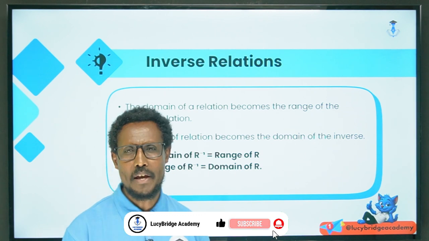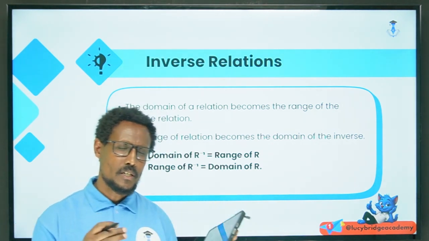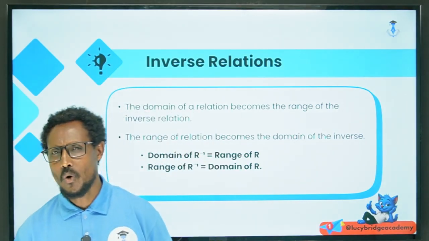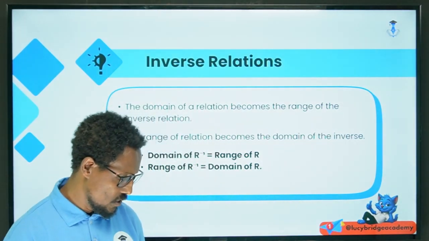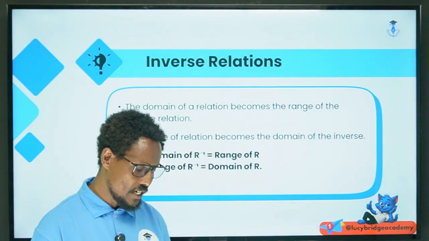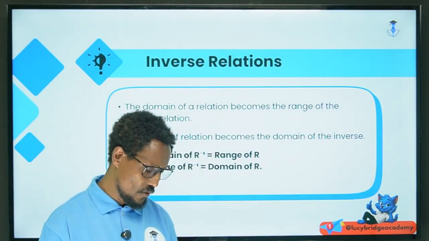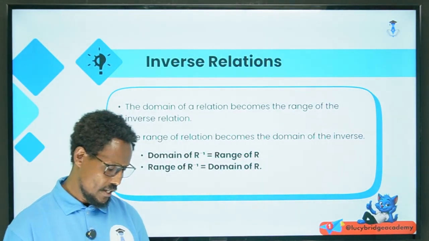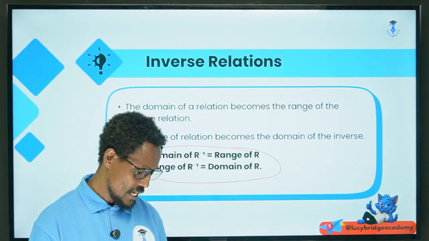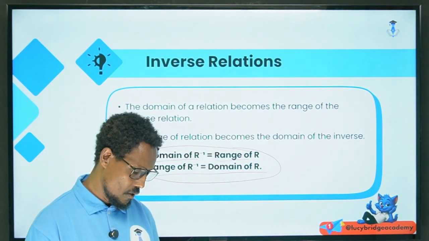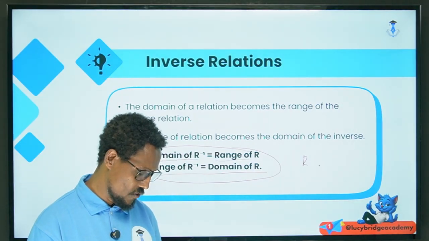The domain of our relation becomes the range of the inverse, and the range of our relation becomes the domain of the inverse. Look, the domain of a relation becomes the range of its inverse, and the range of the relation becomes the domain of the inverse, all right? Domain of R inverse is equal to range of R, and range of R inverse is equal to domain of R.